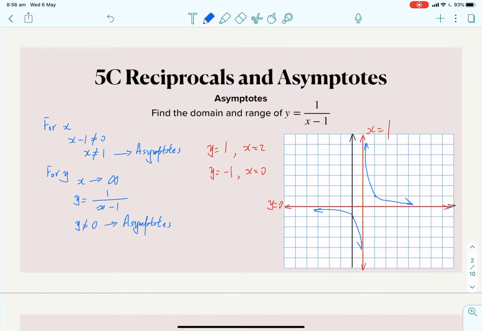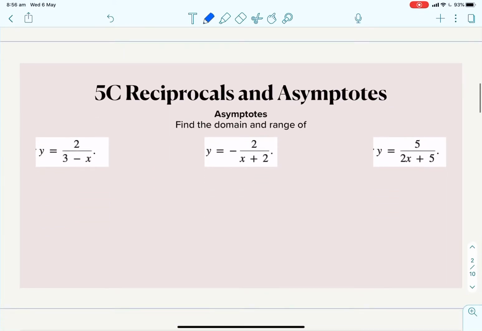I think this is a pretty good video on drawing and finding the domain and range of a hyperbola. Let's move into something slightly more difficult. Can you pause this video and see whether you can find the domain and range of these three? Once you're done, we're going to go through that together.